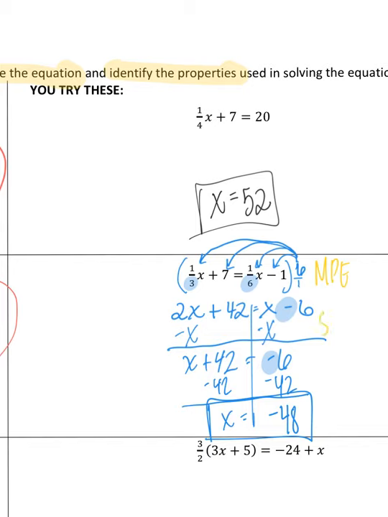Alrighty, going on down. Subtraction property of equality. And again, we had the subtraction property. Second to last set, practicing that distributive property.